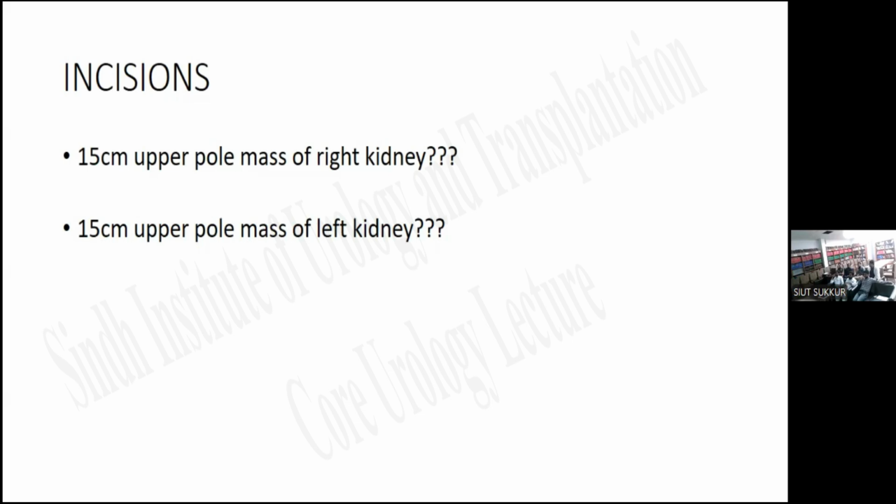If there is thrombus in the IVC, then what will you do? Depending on the level of thrombus. So what levels are there? How do you define them? What are the levels of the thrombus in IVC?